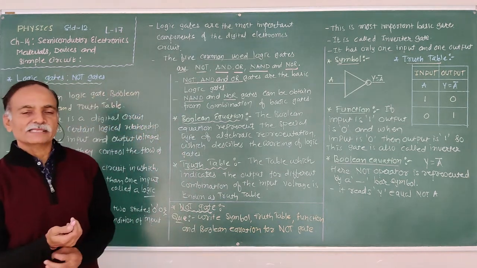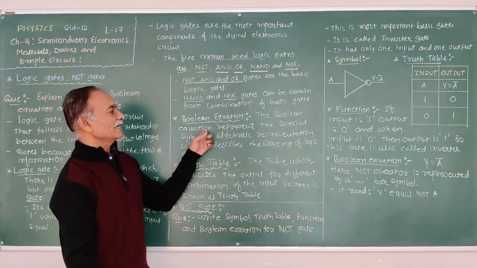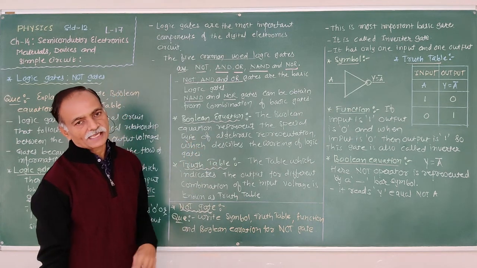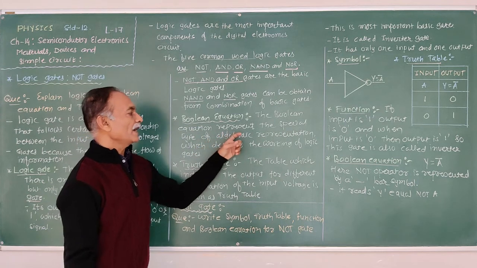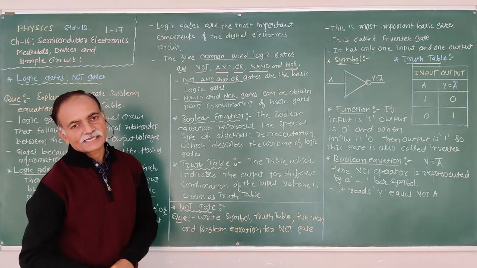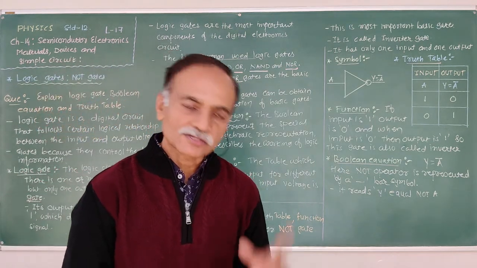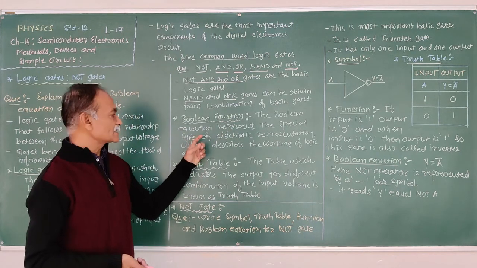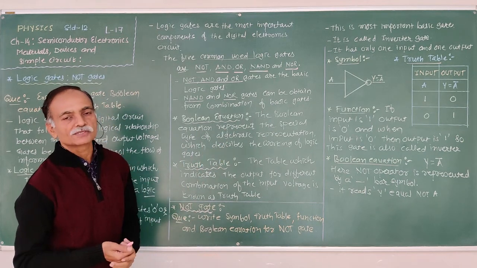The Boolean equation is the mathematical representation of the working of a logic gate. It is a special type of algebraic representation which describes the working of a logic gate. How do we represent the working of a logic gate by a mathematical equation? That is our Boolean equation.